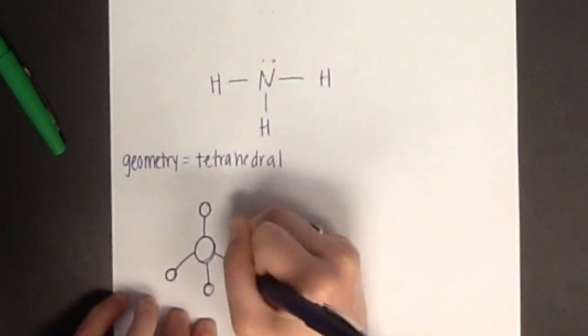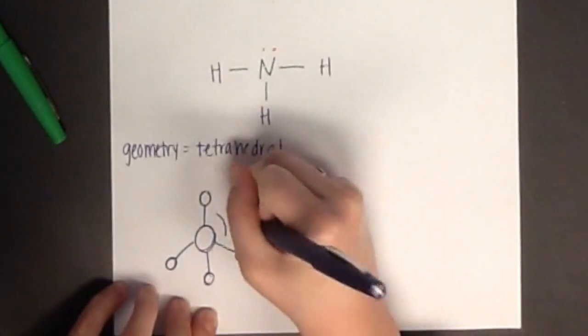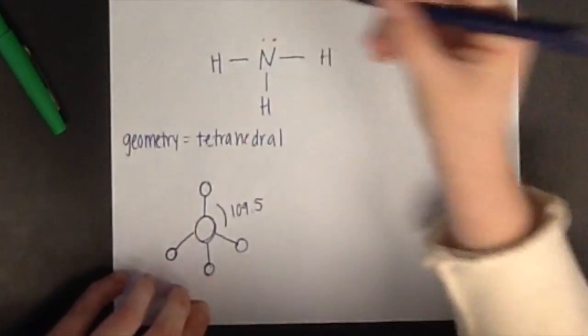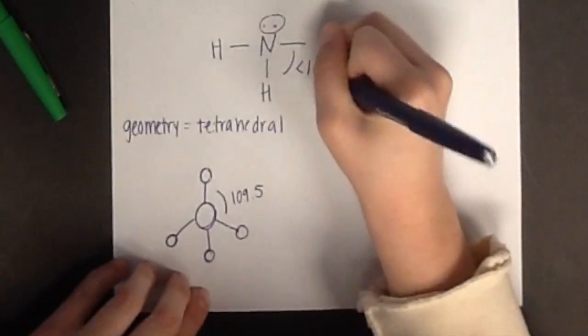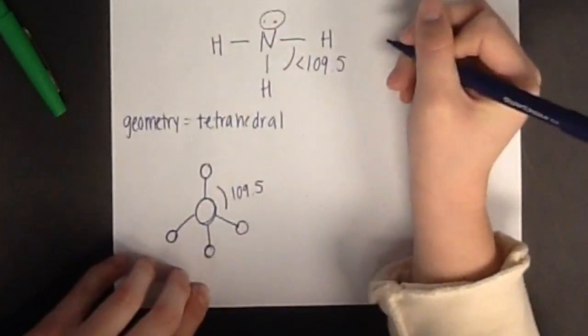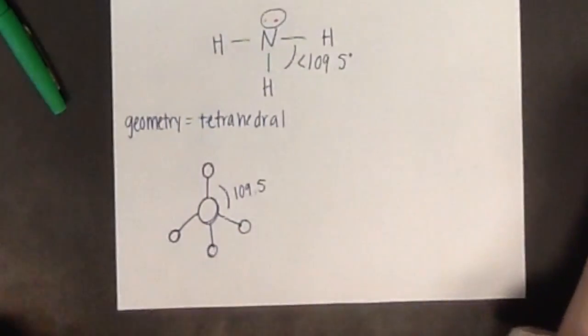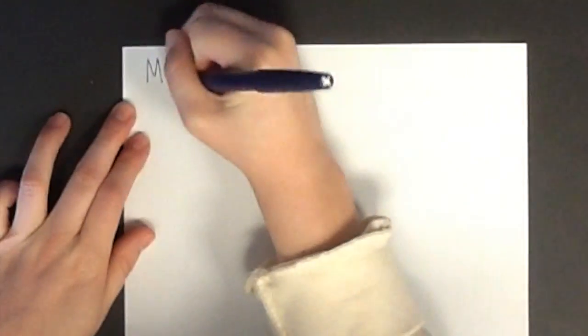The bond angles for a tetrahedral molecule are typically 109.5 degrees. Since this molecule has a lone pair of electrons, this will push the bonds down, making the bond angles smaller than 109.5 degrees. Next, we will look at drawing methane.